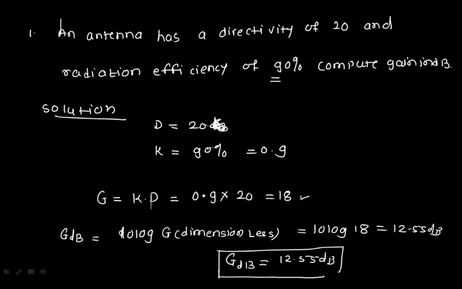So this is all about how you can solve problems on gain. Very straightforward things are given. Radiation efficiency. If losses are given, reflection losses, you need to add. If Z in and Z antenna are given, you can consider those values here, and then you can calculate the complete gain.